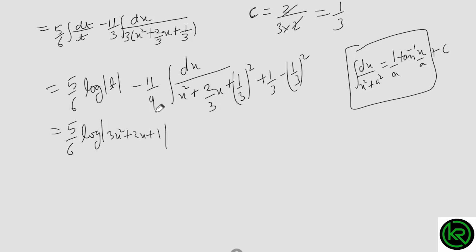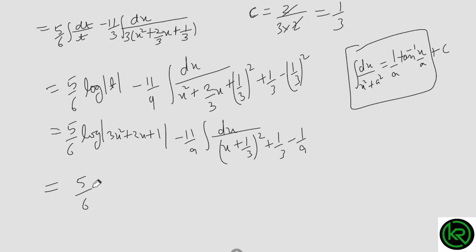And here minus 11 by 9 it will become, with x plus 1 by 3 whole square, and here we will get 1 by 3 minus 1 by 9. So here we will use the formula: integral of dx by x square plus a square equals 1 by a tan inverse x by a. First we have to find what a is.